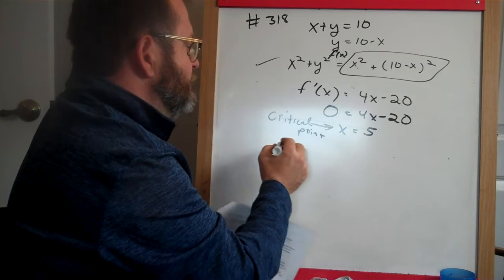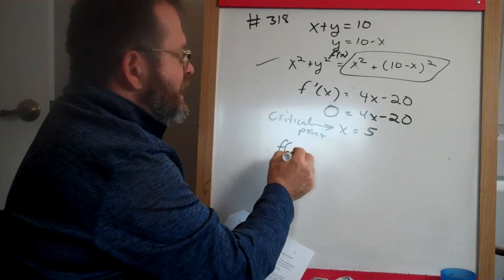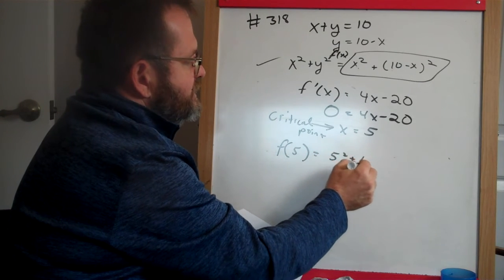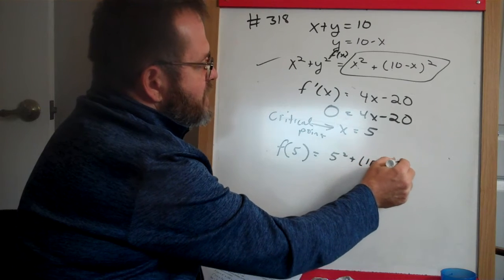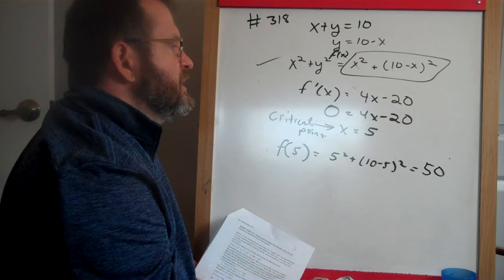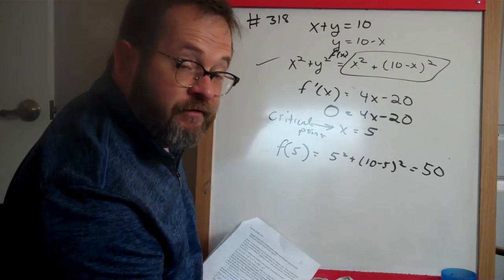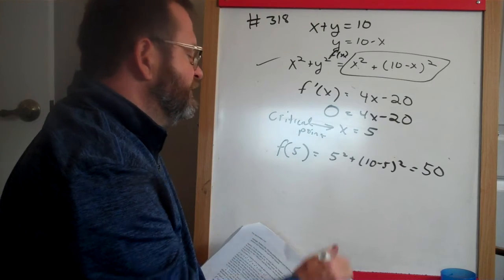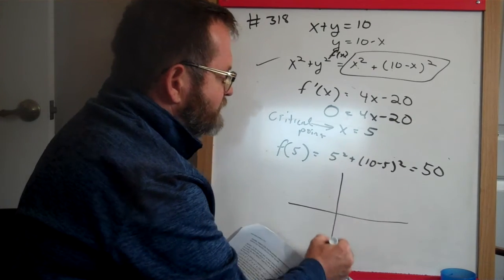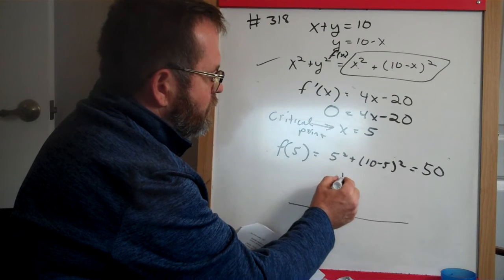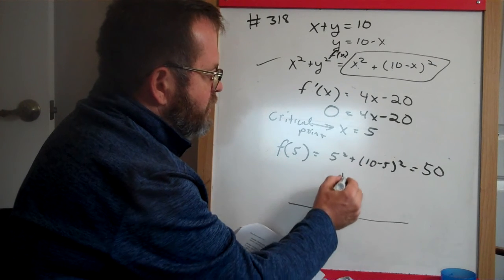If that's a critical point, we better find out what the value of f is at that point. That would be 5 squared plus 10 minus 5, the quantity squared. That's 25 plus 25 equals 50. So we saw at the endpoints the value of our function was 100. At this critical point, the value of our function is 50. I'm starting to think that I know what this function looks like. I think at x equals 0, f is equal to 100.